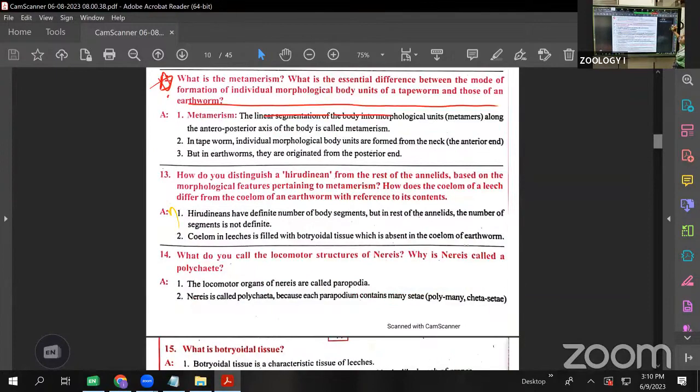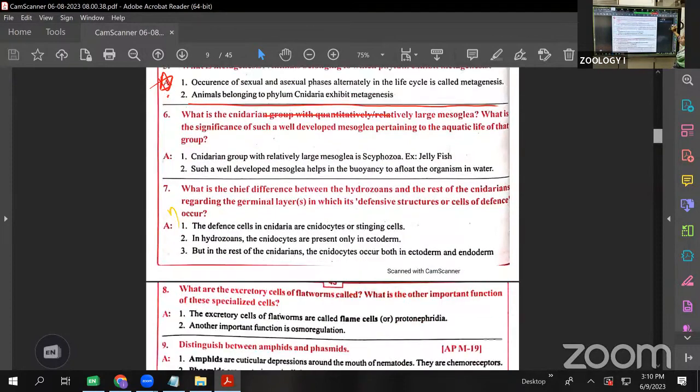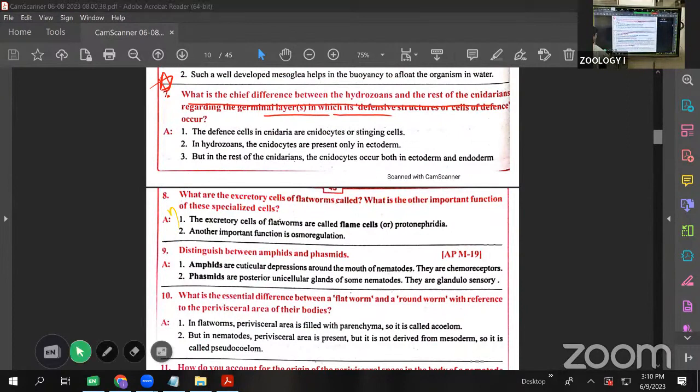Next one is: distinguish between the amphids and phasmids. Amphids and phasmids. Clear? Where are they present? The amphids are circular depressions around the mouth of nematodes. Nematode animals have both sense organs. They are called the amphids and the phasmids.